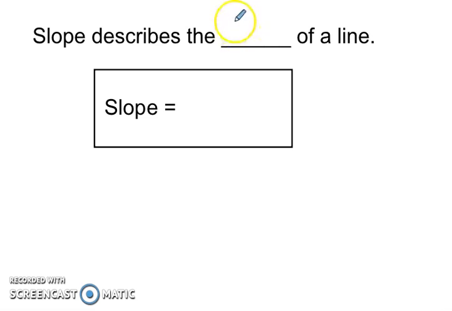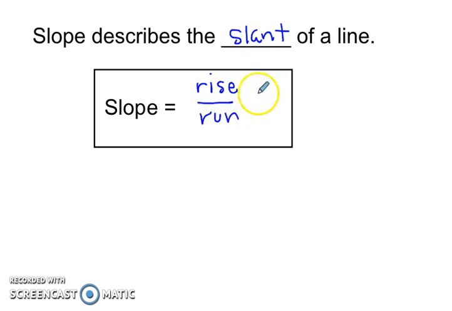All right, so slope describes the slant of a line, or you could also just say how steep the line is. It describes the steepness of the line. Instead of saying vertical distance and horizontal distance, it's a lot easier when we describe it with the words rise and run. Slope is equal to the rise over the run. Rise meaning the vertical distance up and down, run meaning the horizontal distance left and right.